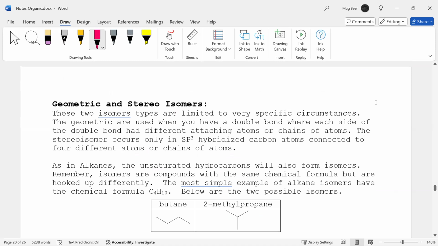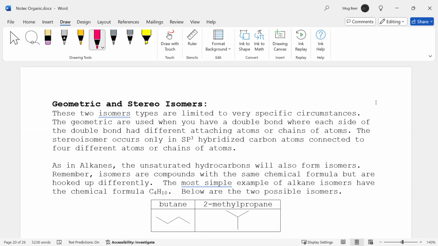All right. So a whole bunch of nomenclature stuff. We're going to talk about some things that I had skipped or said that we'll talk about later on, which is geometric isomers and stereoisomers. These things don't really apply to inorganic chemistry. They're really organic chemistry only.